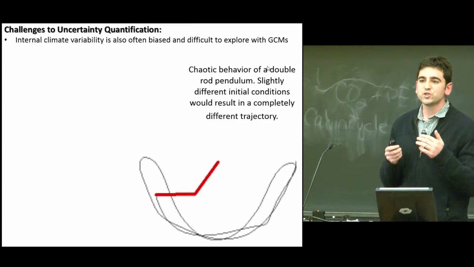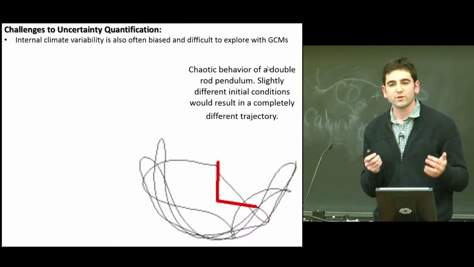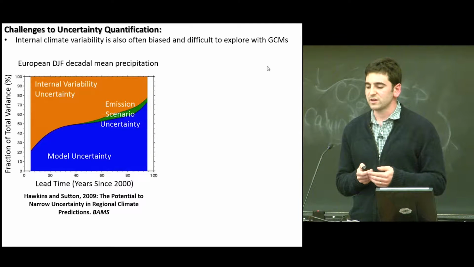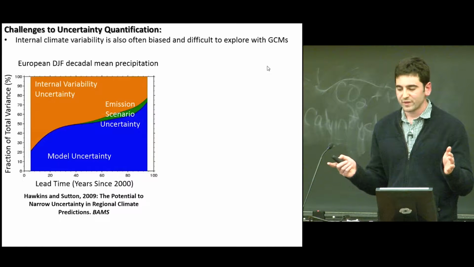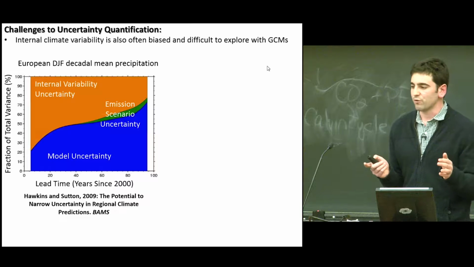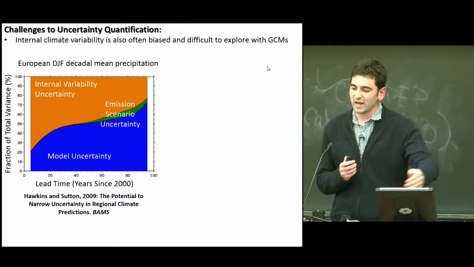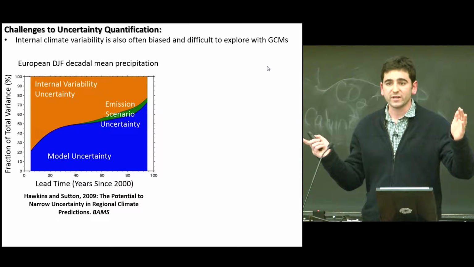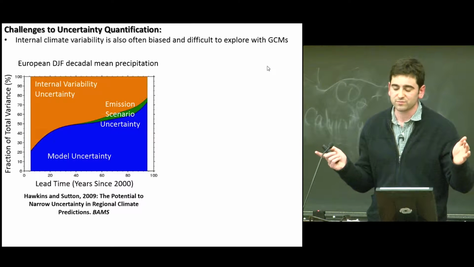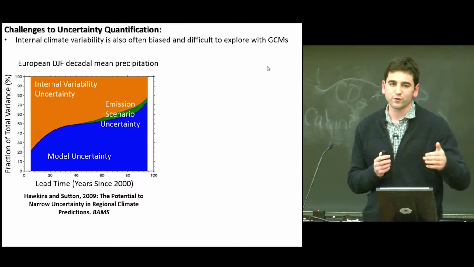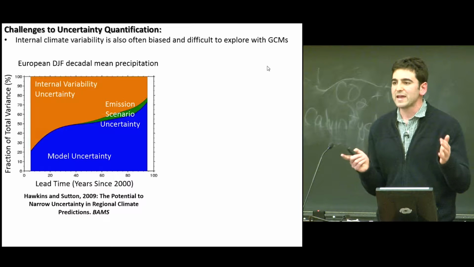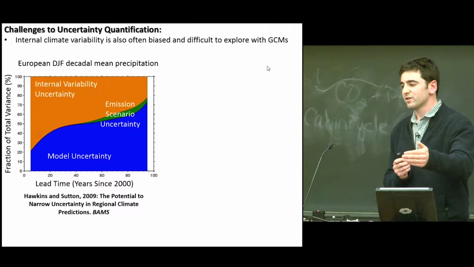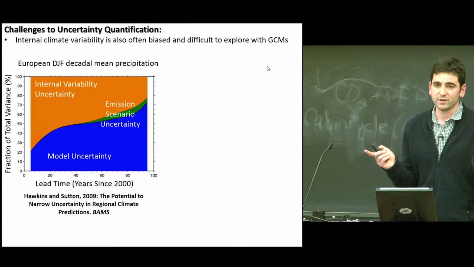And not only that, the variability that the projections try to capture doesn't necessarily always match the variability of the local systems in the observed record. So here's a figure from Hawkins and Sutton, 2009. And what we're looking at here is decadal average precipitation over Europe. We're looking at projections through time, starting at the year 2000 and moving over to 2100 or so. And we're looking at how much of the variability in a set of projections is explained by different sources. And what this is essentially saying is that early on, in the first 20, 25 years of these projections, the main cause for the spread in the projections is natural variability. And it's only later that emission scenarios really account for any of the variability amongst the projections.